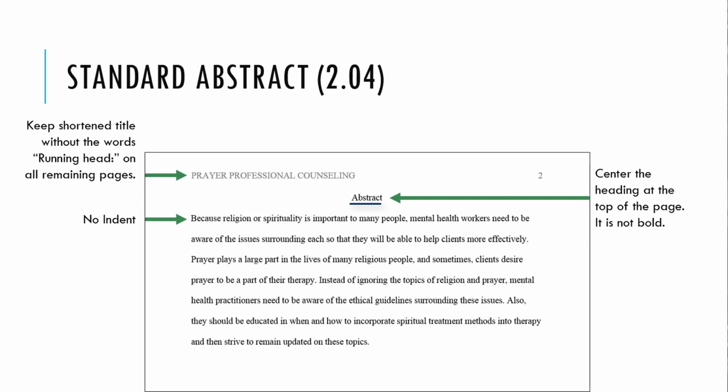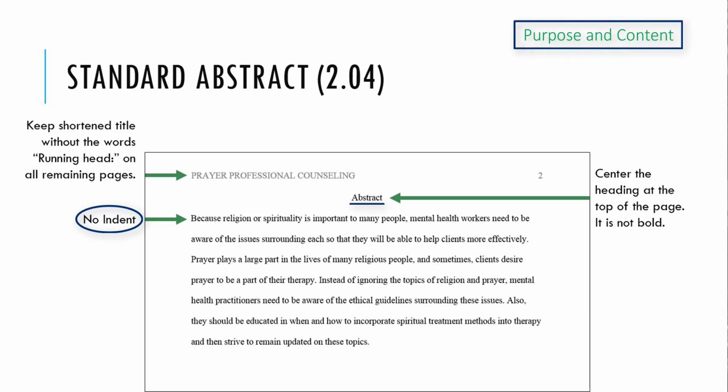The abstract will appear directly after the title page. The word abstract should appear at the top of the page and centered. Unlike the rest of the paper, there is no indent on the start of your abstract summary. The summary itself is a single paragraph that summarizes the purpose and content of the paper. It should be accurate and concise, listing the 4 or 5 most important points without a specific evaluation or opinion. Abstracts should remain between 150 to 250 words, depending on the manuscript requirements.